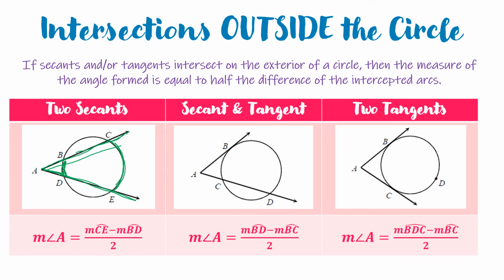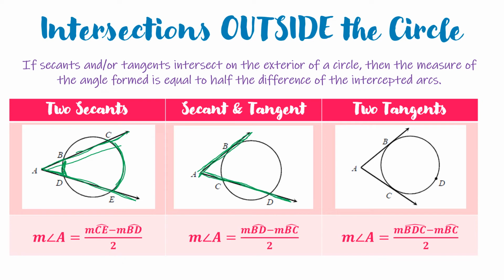The next picture that we have is a secant and a tangent. AB is a tangent because it touches just at point B. That's called the point of tangency. And AD is a secant because it passes through the circle twice, at C and at D.